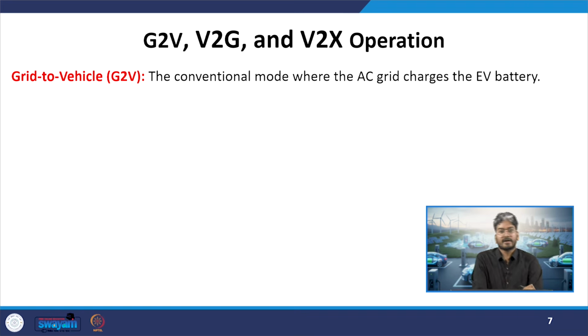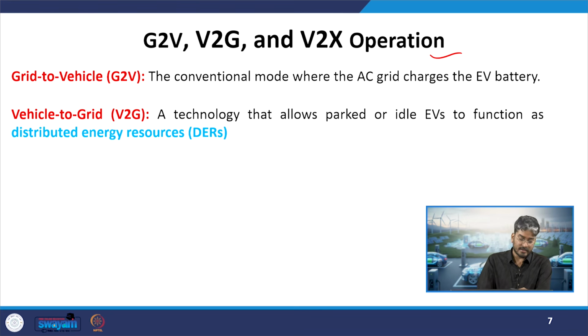Now, let us see some additional topics in this AC to DC conversion, and before that we will go through the various terms which are generally used in our electric vehicle applications. First is grid to vehicle, G to V, and V to G. What are these modes of operation? We will see that now. First is grid to vehicle. This is the conventional mode where the AC grid will be charging our electric vehicle battery bank.